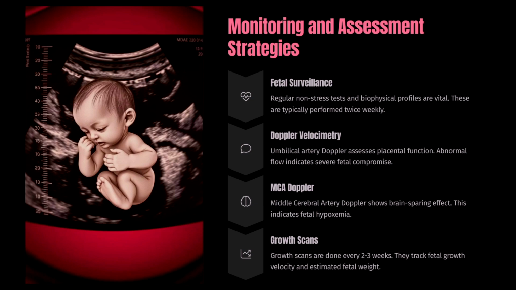First one is fetal surveillance. Regular non-stress tests and biophysical profiles are vital. These are typically performed twice weekly. Second one is Doppler velocimetry. Umbilical artery Doppler assesses placental function. Abnormal flow indicates severe fetal compromise. The third one is MCA Doppler. Middle cerebral artery Doppler shows the brain sparing effect. This indicates fetal hypoxemia. The last one is growth scan. Growth scans are done every 2 to 3 weeks. They track fetal growth velocity and estimated fetal weight.